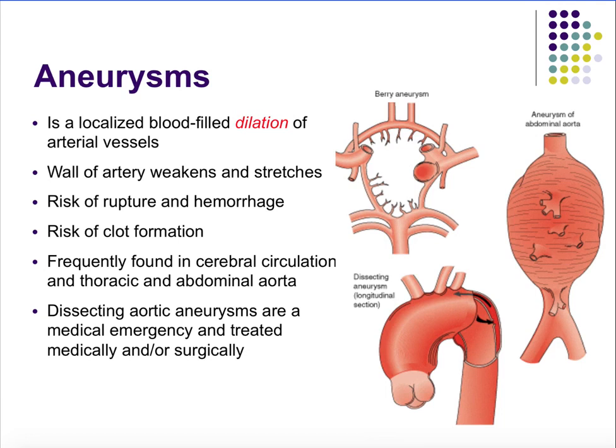Plus, the blood vessel wall in this area is weak, so there's going to be increased risk of rupture and hemorrhage. There's also an increased risk of clot formation. Now, it's frequently found in the cerebral circulation as well as the thoracic and abdominal aorta. And if you do have a dissecting aortic aneurysm, it is a medical emergency and has to be treated right away, because the aorta is really where we have the greatest pressure, because that's what's coming right off of that left ventricle. And so blood will really just gush out.